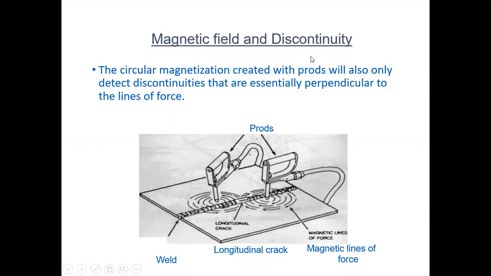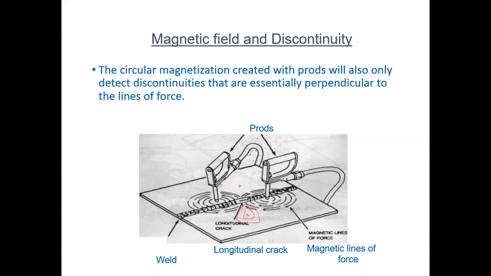Now this is the magnetic field and discontinuity for the prod type technique. Now here see, this is the defect. This defect we can detect because the line of force is making 45 degrees here or 90 degrees here. So we can detect this way. But if you put one prod here and another prod here, then we can't detect this defect. I am showing here. This is one prod position, this is another prod position. So the line of force will move like this, which is parallel to the defect, so it will not be detected.